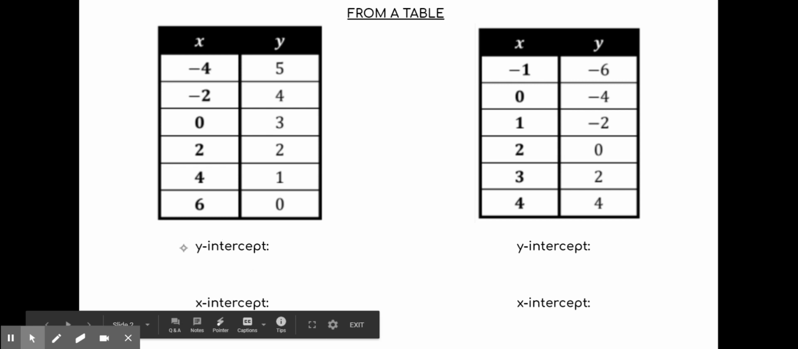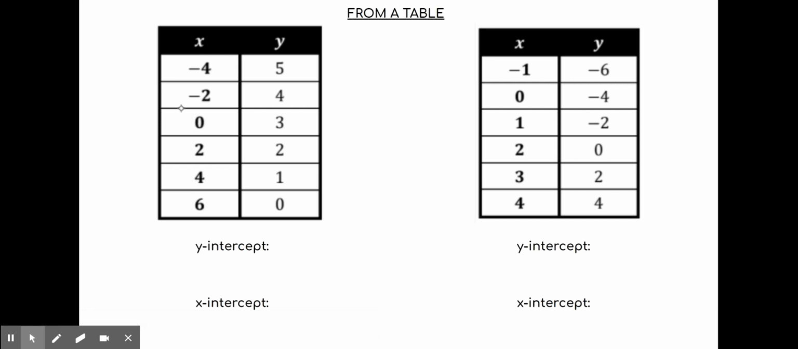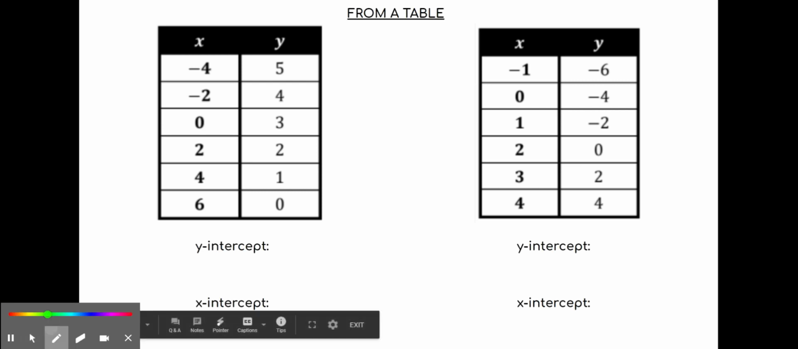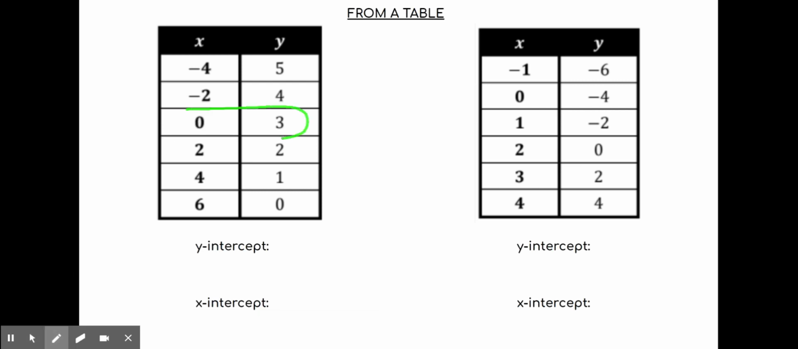Okay, so from a table, we have found the y-intercept from a table many times. Remember, the x-coordinate of every point on the y-axis is 0. So we look for the x-coordinate to be 0, and that's my y-intercept. So my y-intercept is (0, 3). Well, for the x-intercept, the y-coordinate is 0, right? Everything on the x-axis, the y-coordinate is 0. So we look through the table, we find for the y-coordinate to be 0, and so the x-intercept here would have the ordered pair (6, 0).